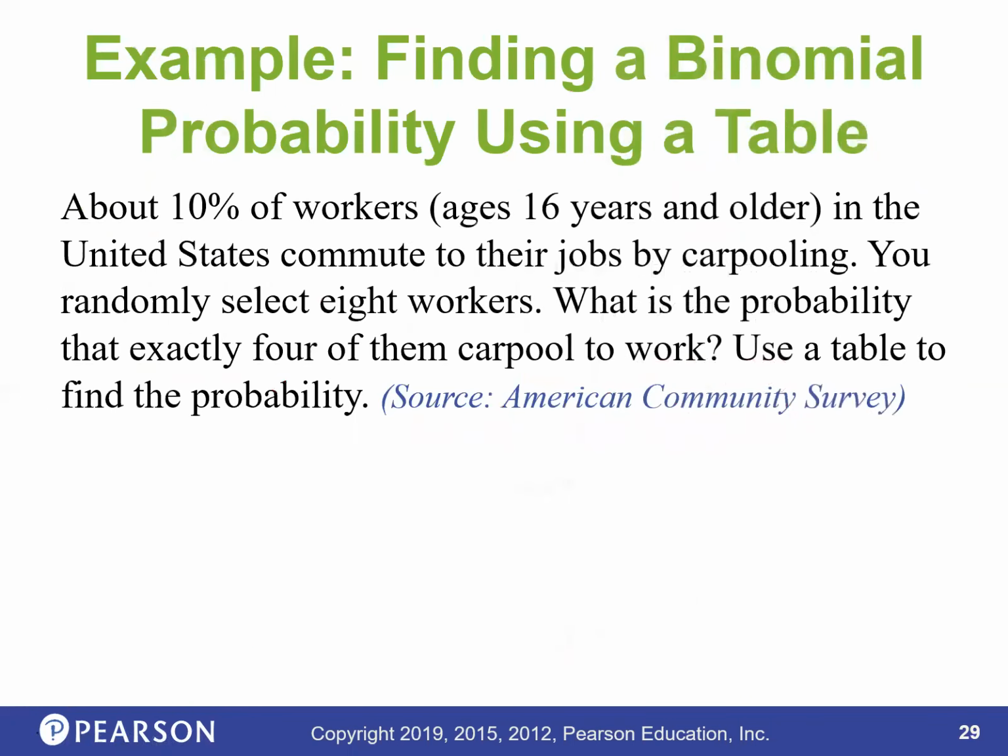We did that. And so now we're going to do this by something called a table. Yep, we're going to do it by table. So about 10% of workers ages 16 and older in the United States commute to their jobs by carpooling. You randomly select 8 workers. What's the probability that exactly 4 of them carpool to work? This is an American Community Survey, so it seems like it's real.